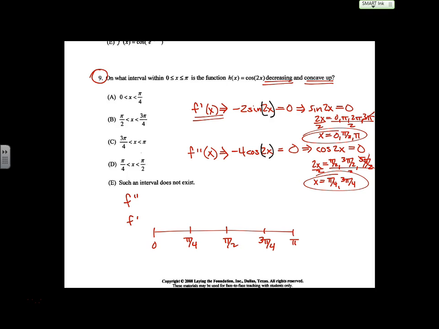People that did this and did a sign chart, do you know what f prime was for 0 to pi over 4? Or 0 to pi over 2? Be the same answer.